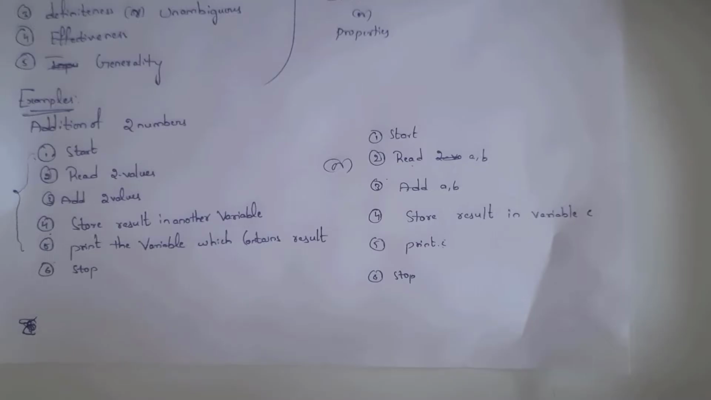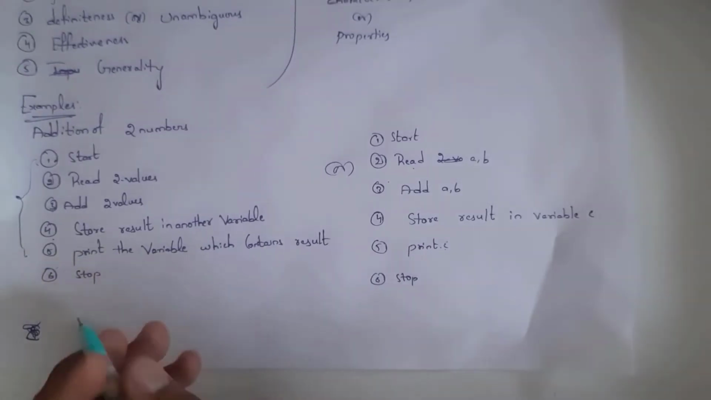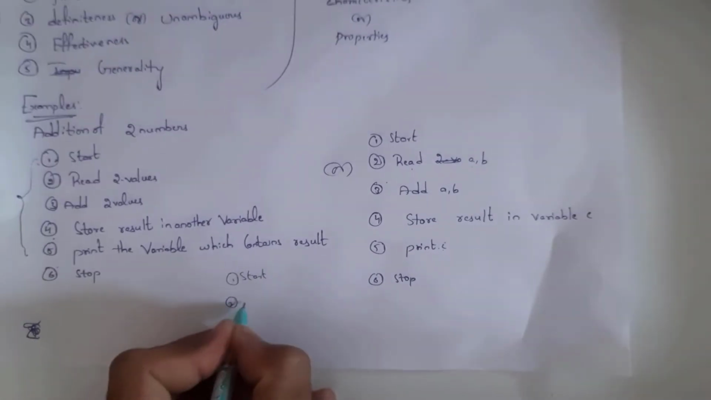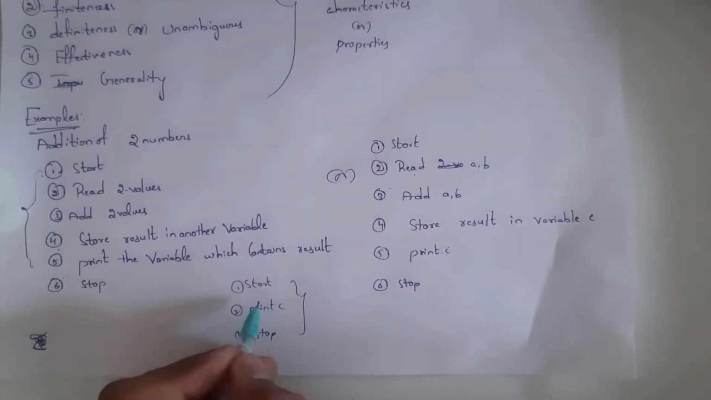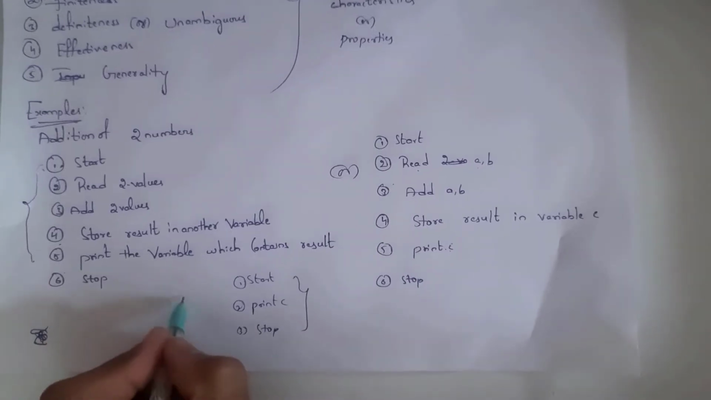For example, here I am not writing any input. Start. Next, directly I am printing C. Print C and stop. In this I did not take any input. So, here quantity of input is 0.